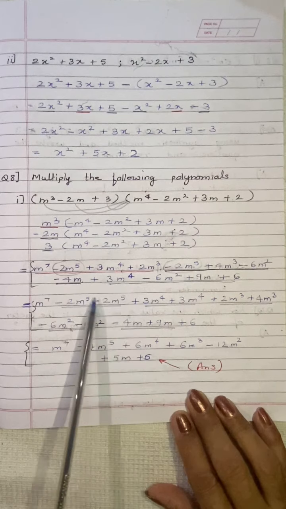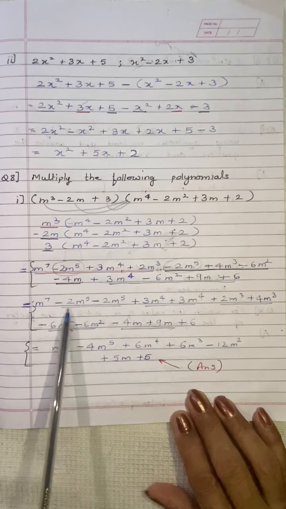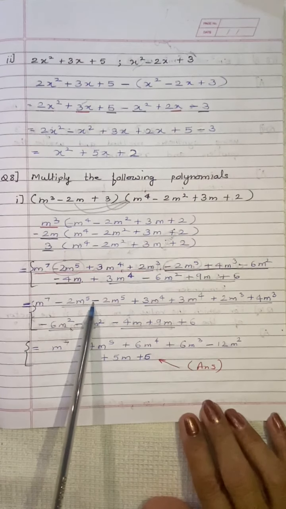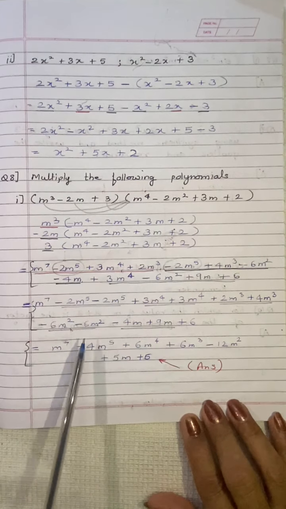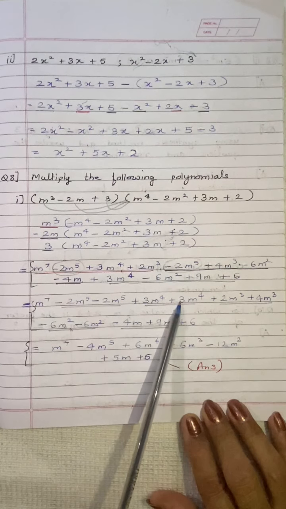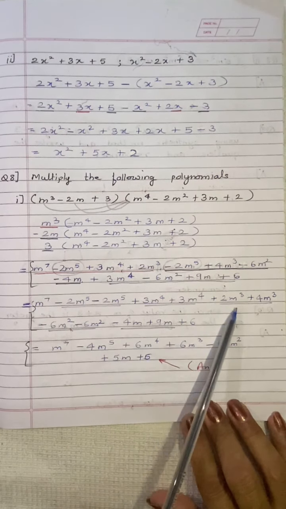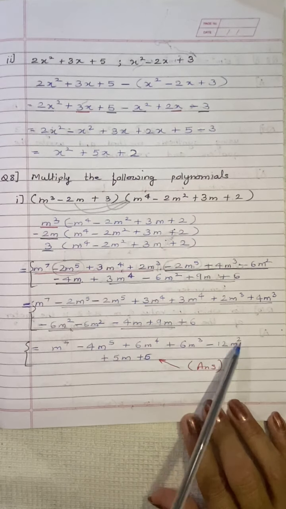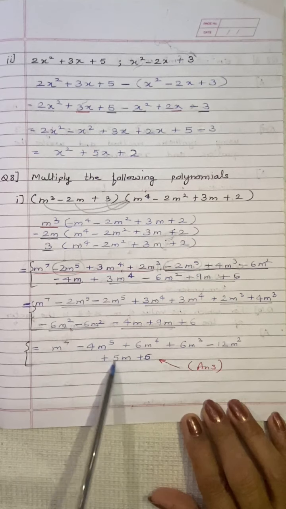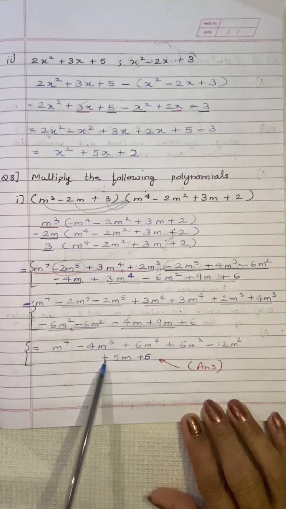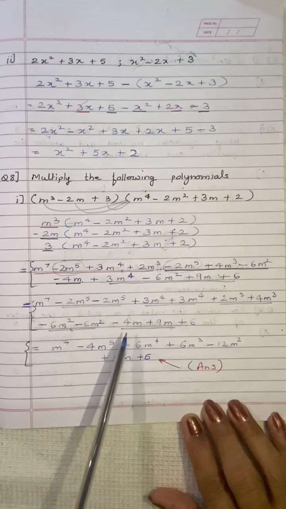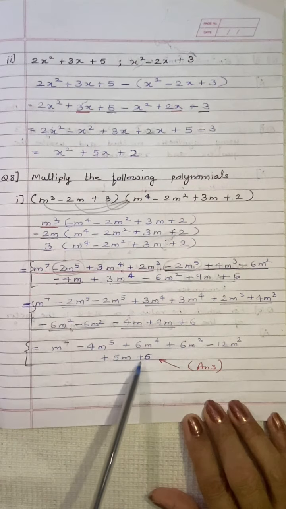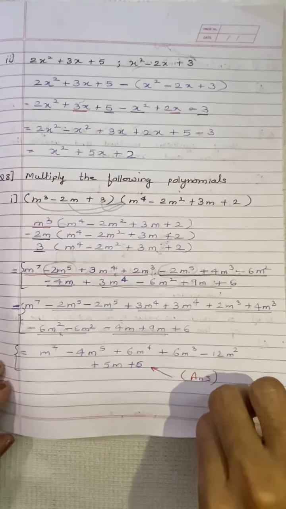Bring the like terms together. So when you bring the like terms together, we need to solve them again. So m raised to 7 as it is, minus 2 minus 2 is minus 4, then 3 plus 3 is 6m raised to 4, and 2 plus 4 is 6m cube, and minus 6 minus 6 is minus 12m square, and minus 4 and positive 9 gives us positive 5, and 6. So this is the answer for the expression.